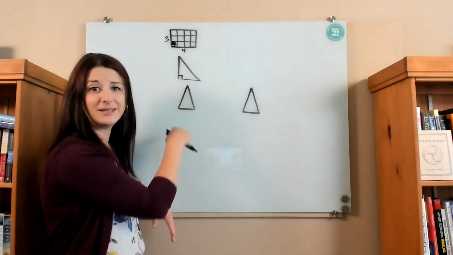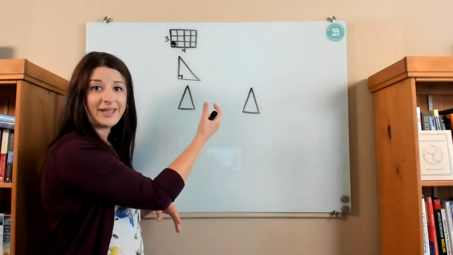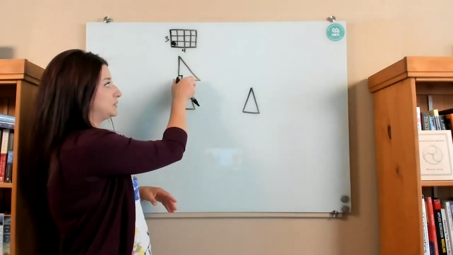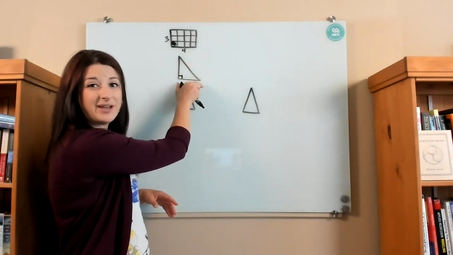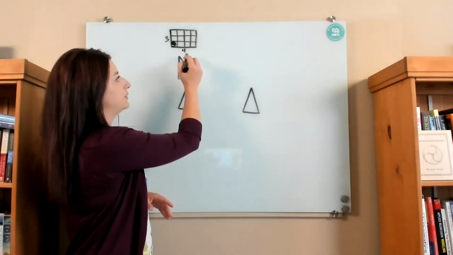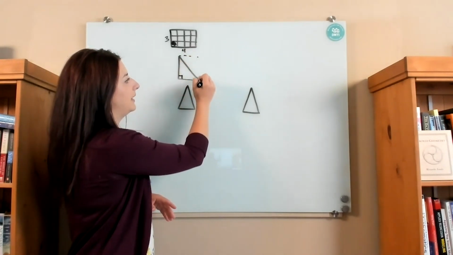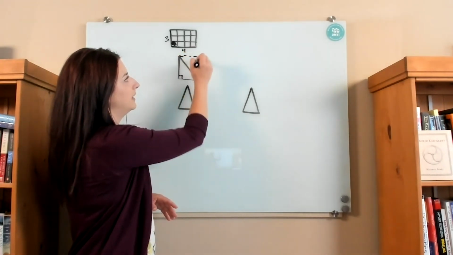So I might think about taking this right triangle, and I'm going to duplicate it, and then I'm going to rotate it. So we can imagine making a duplicate of this, a copy of it, and then we're going to rotate it 180 degrees. And I end up with a rectangle right up there.